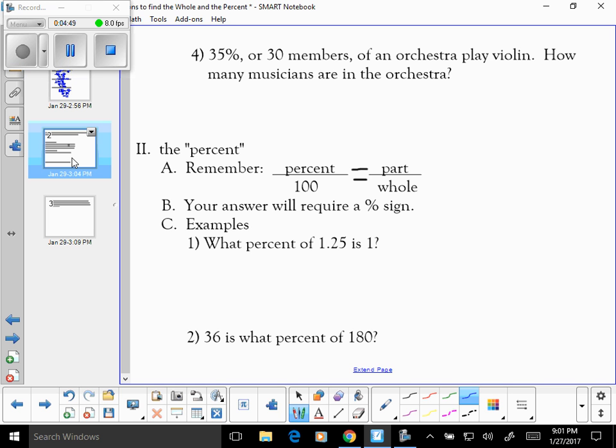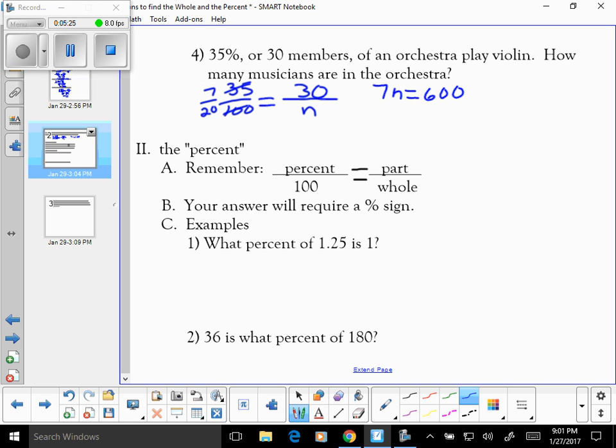They've given you the percent, 35. So 35 over 100 equals the part, 30 over the whole, which I don't know. I want to know how many total musicians are in the orchestra. Would I reduce the 35 over 100? Yes, I would. I would reduce it to 7 over 20, and your numbers will be easier to deal with in many ways. Now, I'm kind of cramped here, so I'm going to work sideways. 7n equals 600.